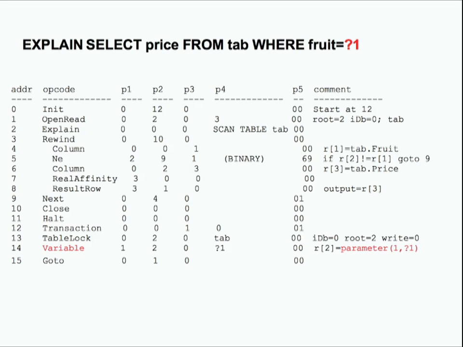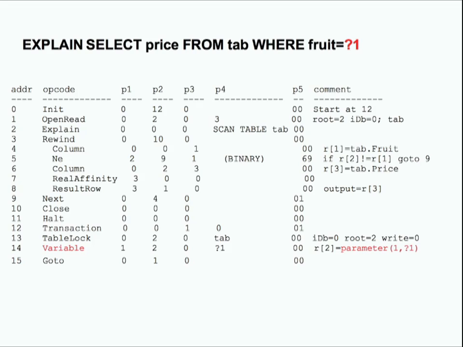Why does it have to be just a substitute for the numeric value? Well, the reason is that a bound parameter is really just like a variable. In this query, the same one we had before, where we're checking for fruit equal to 1, that parameter is right here, this variable. And this opcode is saying take the value of parameter number 1 and store it in register 2. And then it uses that as part of the query.